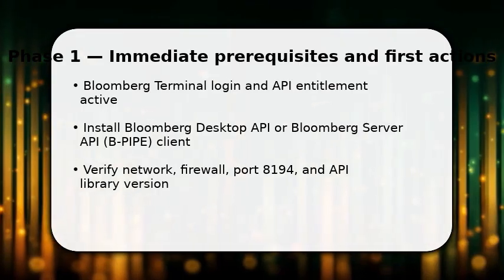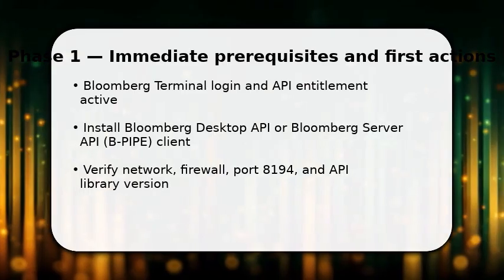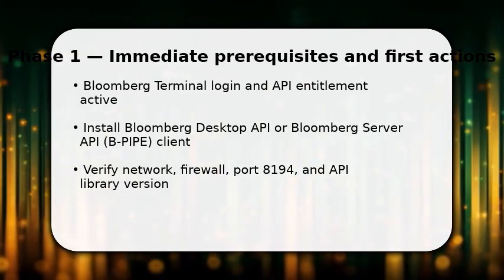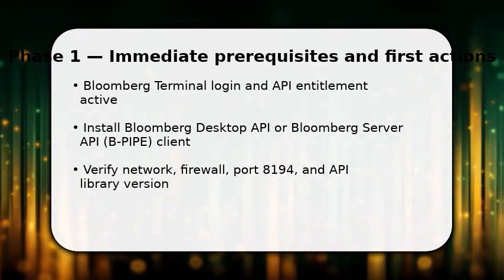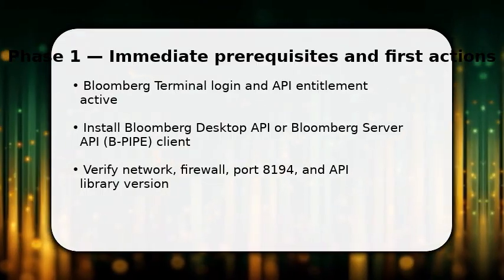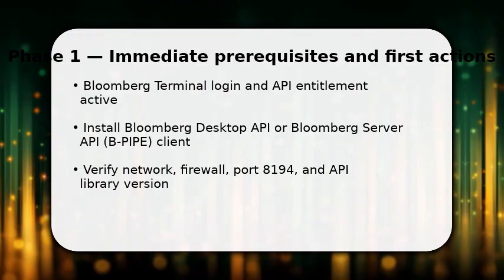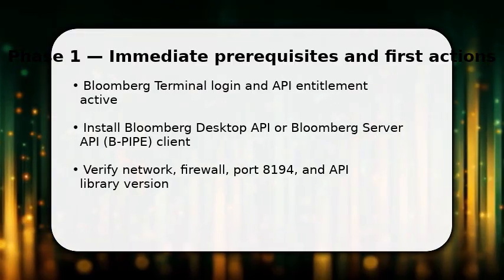You start by confirming access. Your Bloomberg terminal credentials and API entitlements must be active. Once confirmed, install the Bloomberg Desktop API or the bpipe client. These provide the libraries you will call.